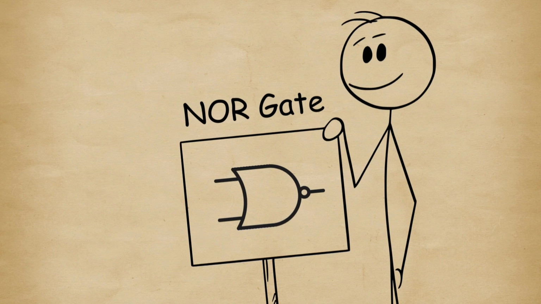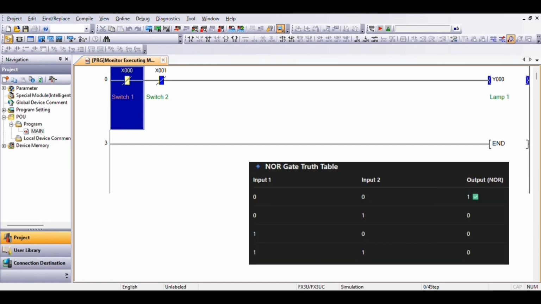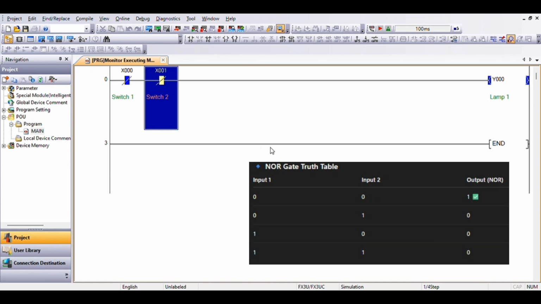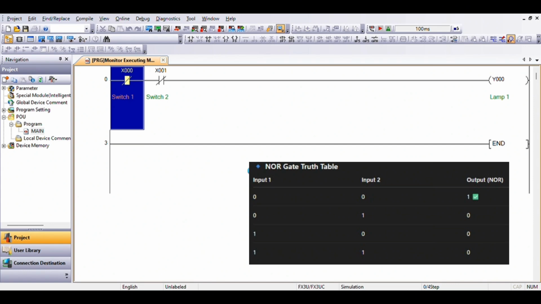NOR gate. The NOR gate stands for NOT OR. For the NOR gate, I use two normally closed contacts in series with a regular coil. If both inputs are off, both normally closed contacts stay closed, and the coil turns on. If any input is on, one normally closed contact opens, and the coil goes off. This matches the NOR truth table, which is the opposite of OR.